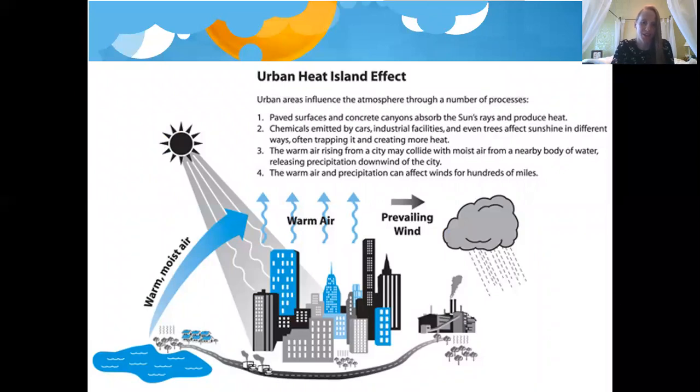This is just describing the urban heat island effect. So you have an urban area which is going to be absorbing a lot of solar radiation, so it becomes very warm. That means you have more evaporation, and then as that water condenses, downwind you'll get more precipitation.